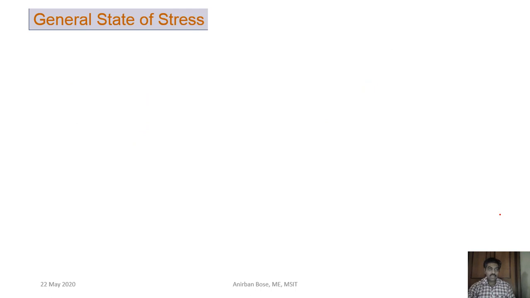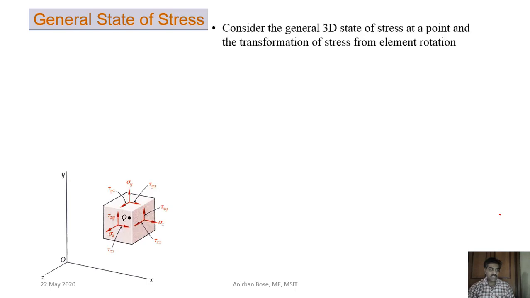Now the general state of stress. Till now we have discussed the plane stress condition, but the situations can be more general. That means all 6 components are present. In that case, suppose all these components are present, normal components and the shear components.